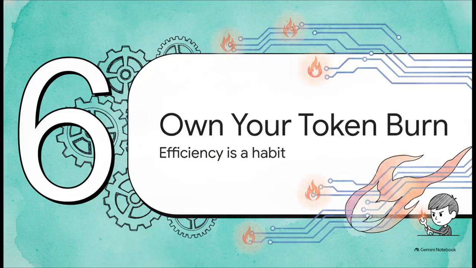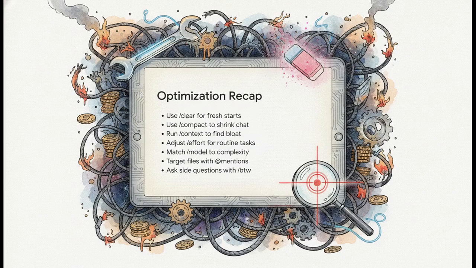Finally, Section 6, Owning your token burn. Because at the end of the day, efficiency is a developer habit. So let's quickly recap these incredibly practical CLI commands you can start using right now. Use /clear for fresh starts. Use /compact to shrink those long chats down. Run /context to actively hunt down bloat. Adjust your /effort for routine tasks. Match your /model to the job's actual complexity. Target your files directly with @mentions. And ask those side questions using /btw.